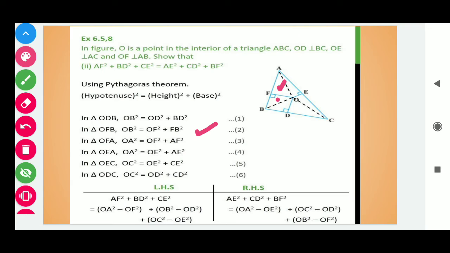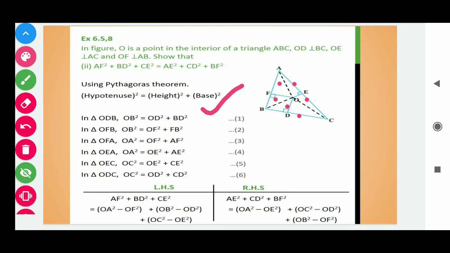Now in triangle OEA, we take OA as hypotenuse, and it is equal to OE square plus AE square. Fifth one is triangle OEC. Here we have hypotenuse OC square is equal to OE square plus EC square. Last triangle we take is triangle ODC. In this triangle we have OC as hypotenuse, perpendicular is OD and base is DC. So students, in all the right angle triangles we have applied the result of Pythagoras theorem.